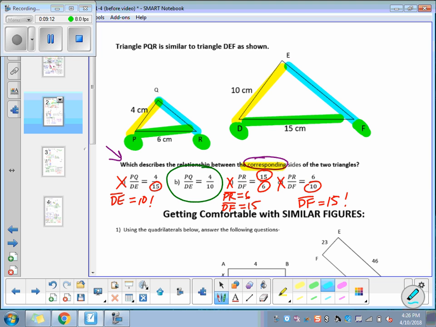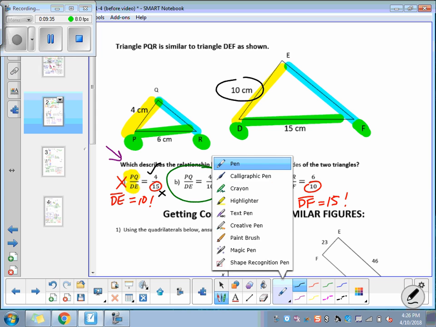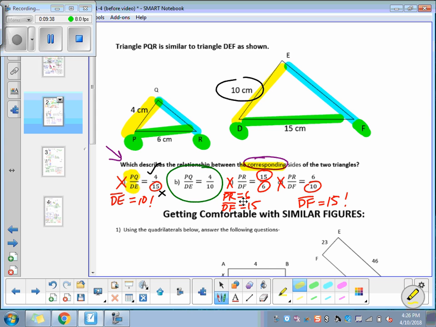Okay? So now that we've got our colors, PQ, we traced it in yellow. There it is. Now side DE is also yellow. Now PQ is in fact a 4, but DE right here is 10, not 15. So what that does is it allows you to see that B is correct. What B shows is that side PQ, which is yellow, that is a 4. And DE is also a yellow, and it's a 10. And that correctly shows that this yellow side corresponds with that yellow side.